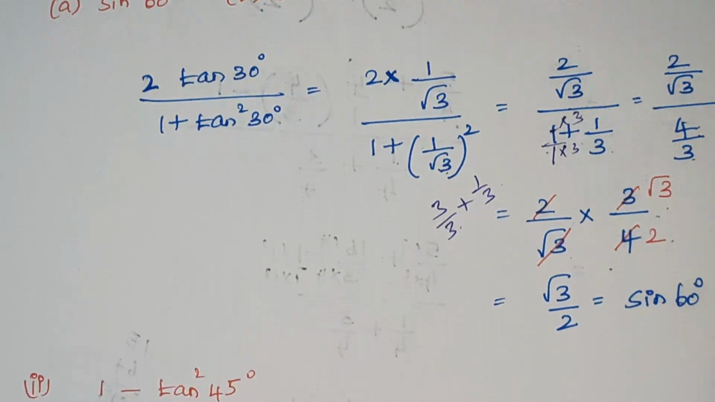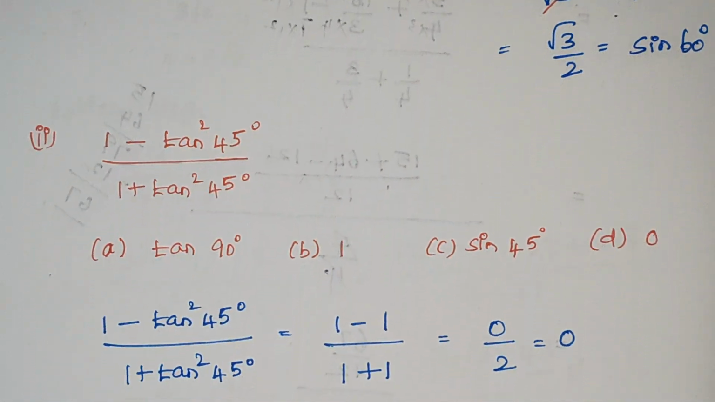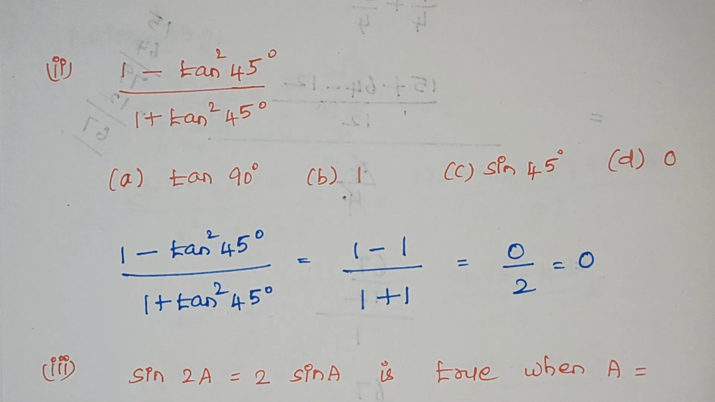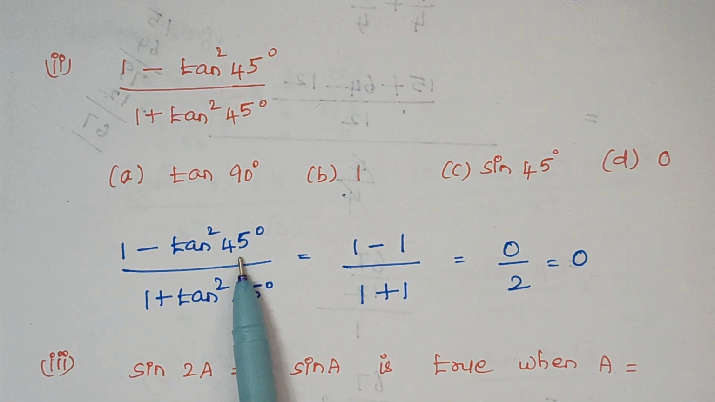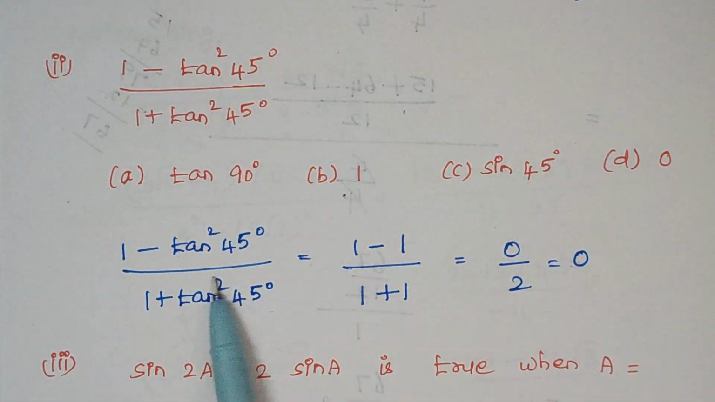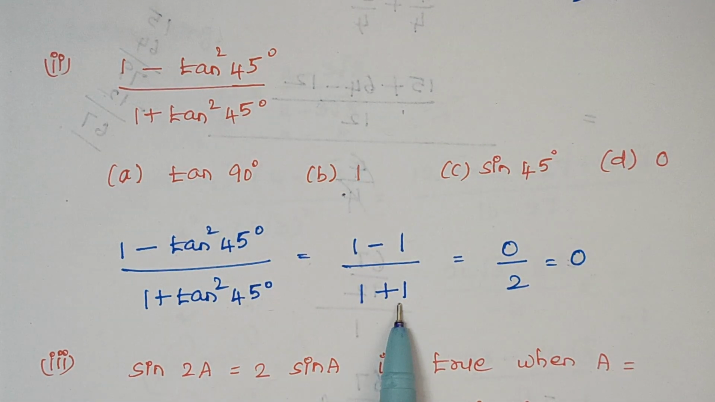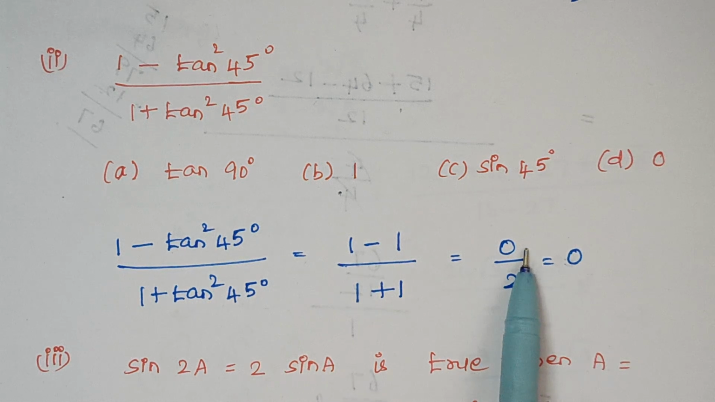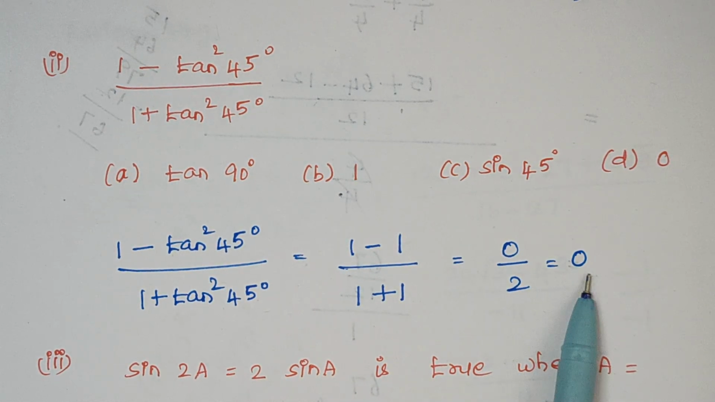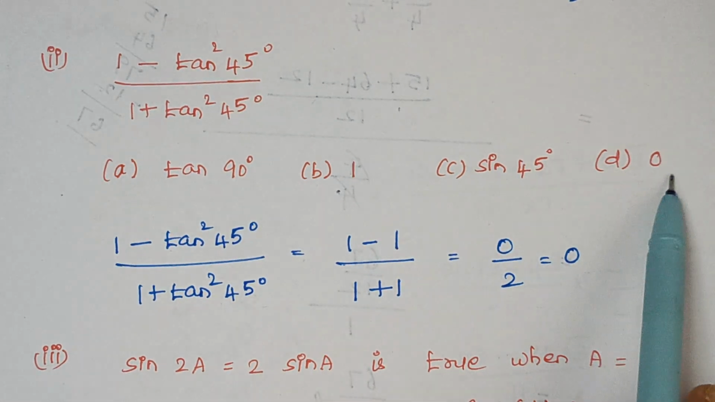Now, we proceed with the second question. So, here the problem is 1 minus tan square 45 divided by 1 plus tan square 45. So, the value of tan 45 is 1. Right. So, 1 minus 1 divided by 1 plus again tan square 45. So, it is again 1. So, 1 minus 1 is 0. So, 0 by 2 or 0 divided by anything gives the answer of 0. So, here the answer is D.